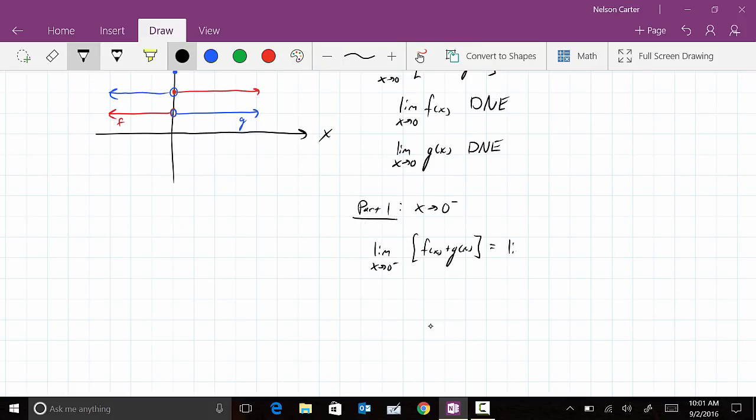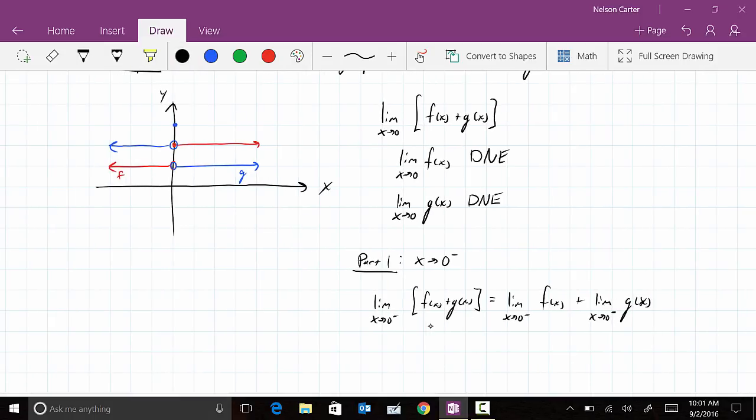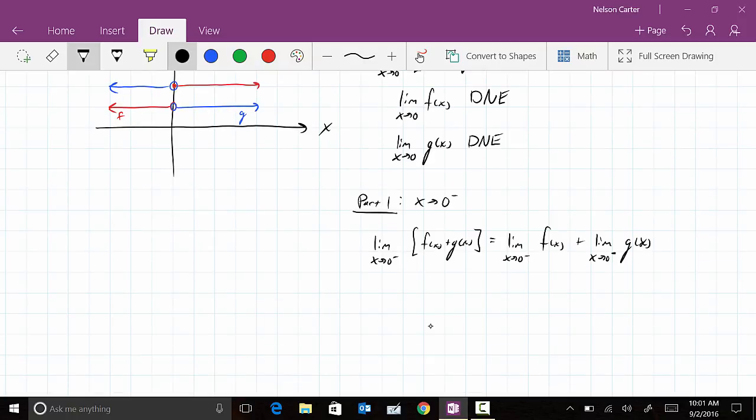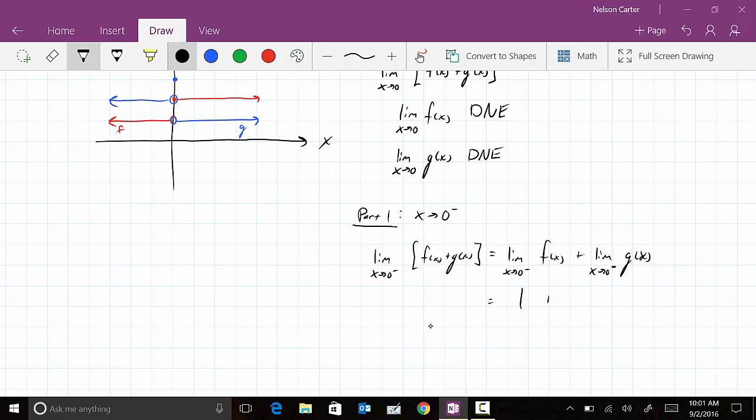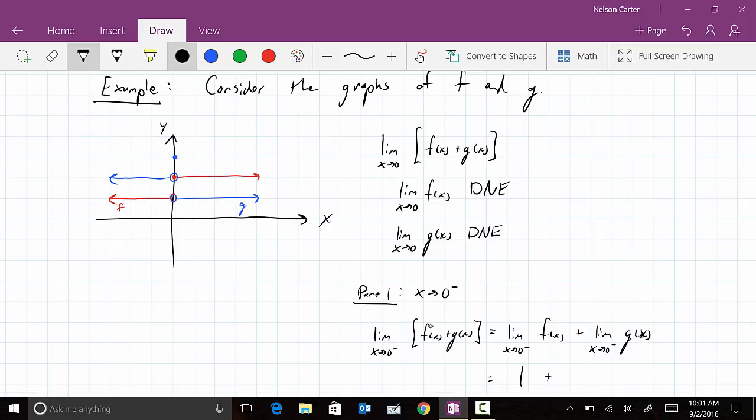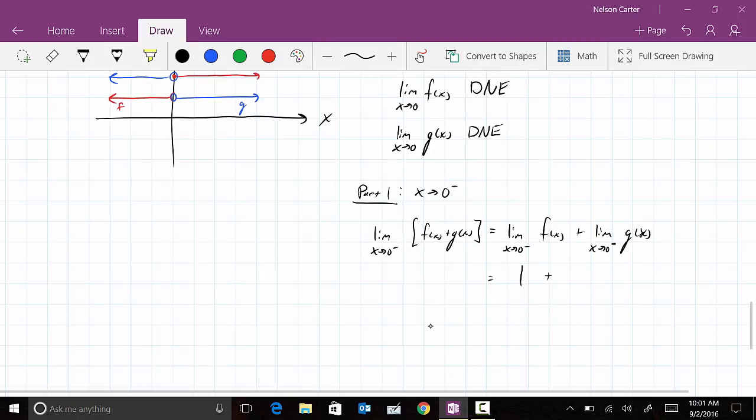And that would be the limit as x approaches 0 from the left of f of x plus the limit as x approaches 0 from the left of g of x. Now, the only reason we're doing this is because they both exist from the left, right? So the limit as x approaches 0 from the left of f of x, approaching 0 from the left, it's 1. And for g, if we approach g from the left, it is 2. So we get 1 plus 2, which is 3.